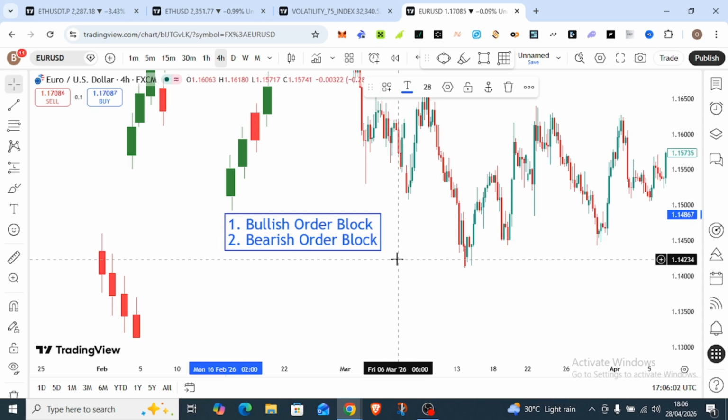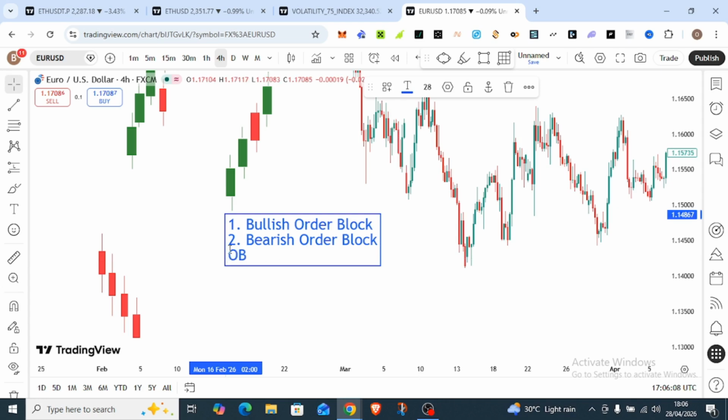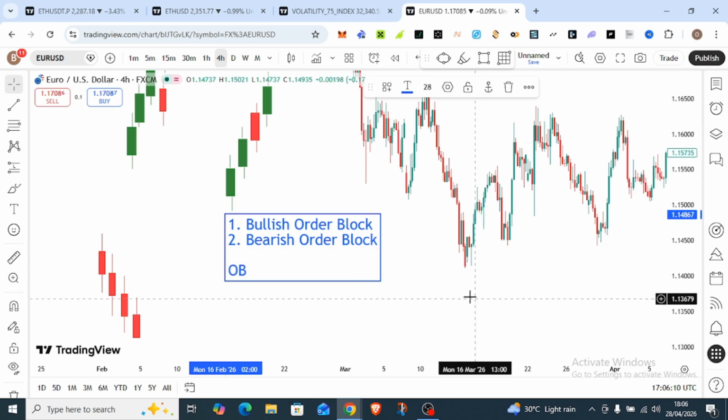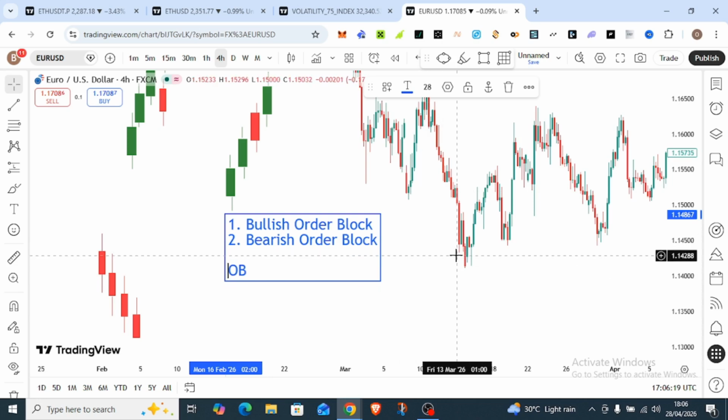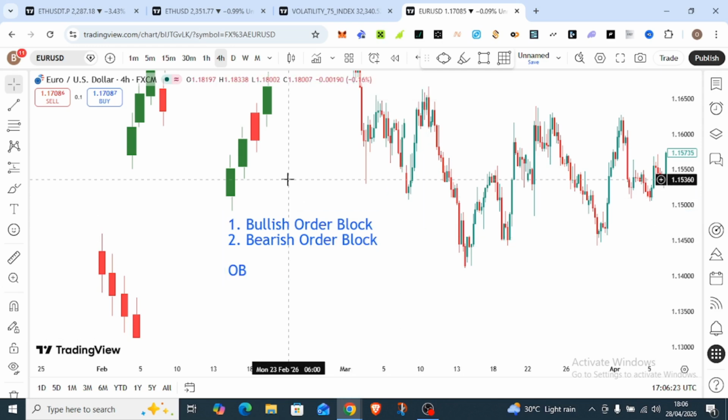The short form of writing order block is OB. To abbreviate it, just write OB instead of writing order block. So the order block strategy is one of the strategies used in smart money concepts.